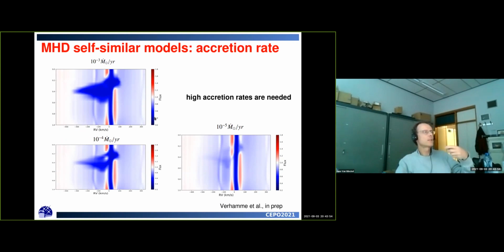We don't fit yet, so that's the next step, but you see the very high mass accretion rates is confirmed. And so we really need some high accretion rate in order to have enough mass in the jet to explain our spectra.